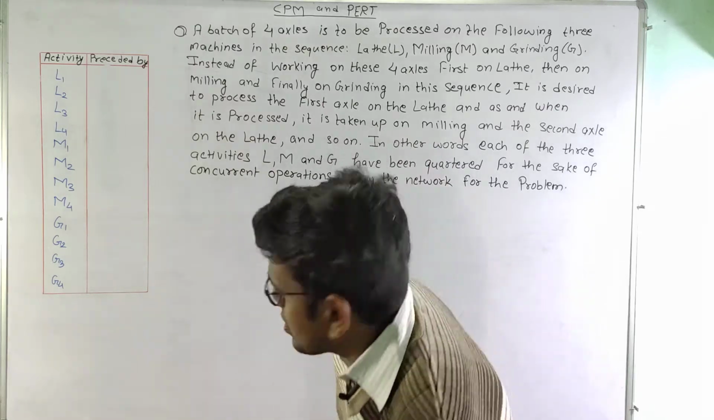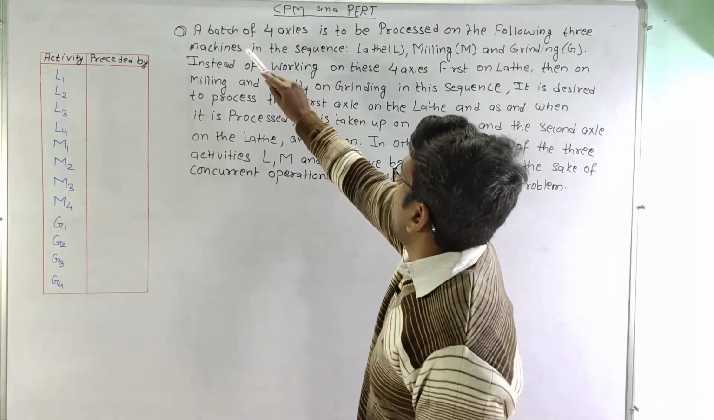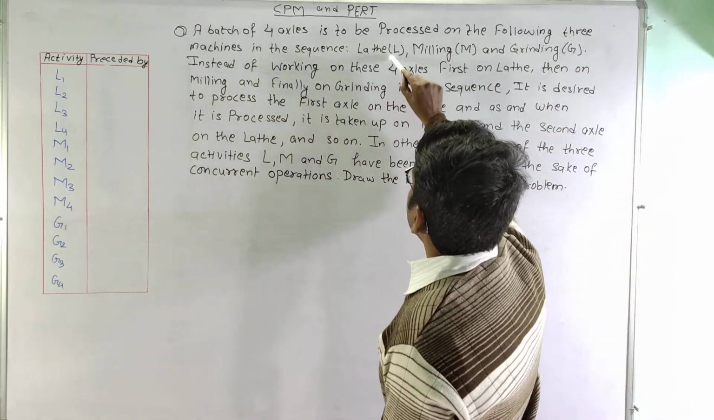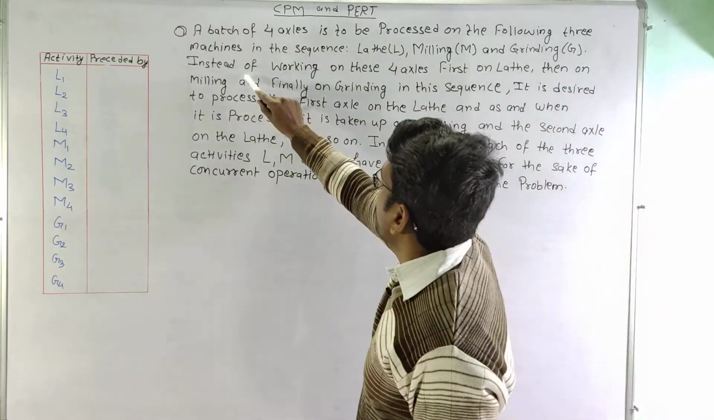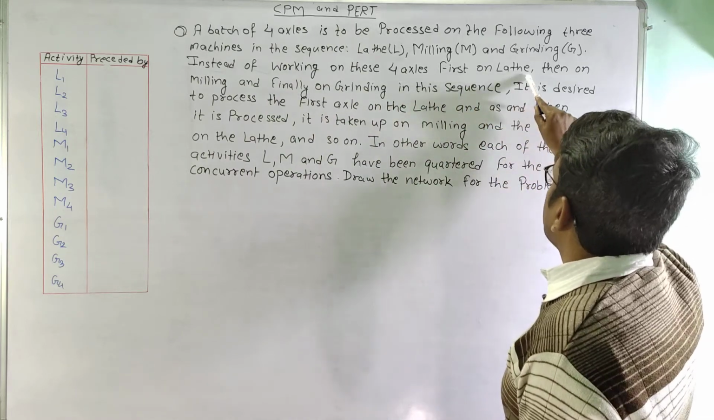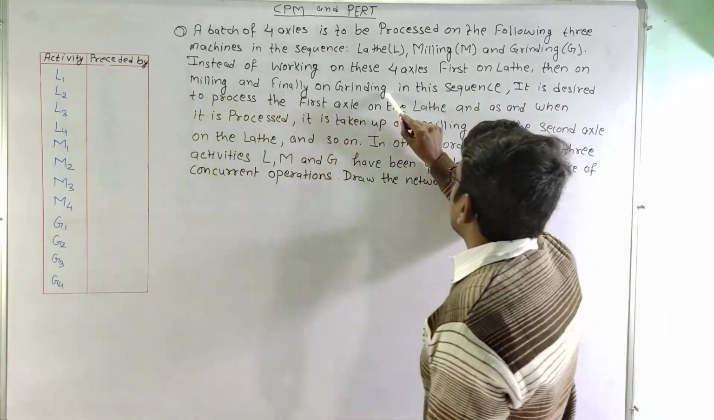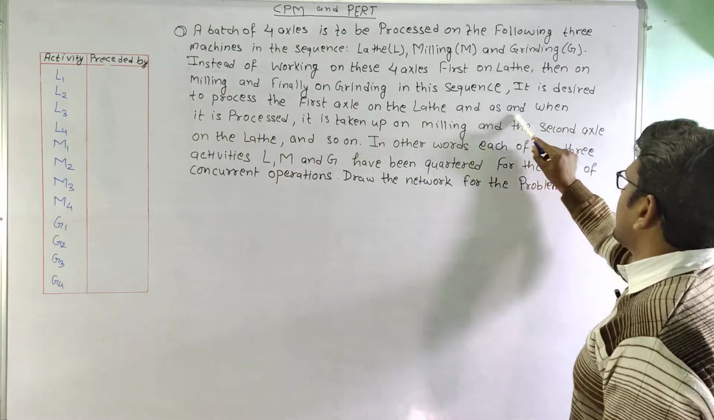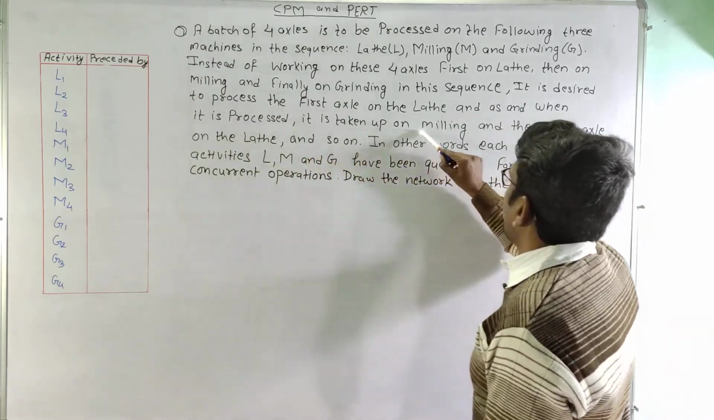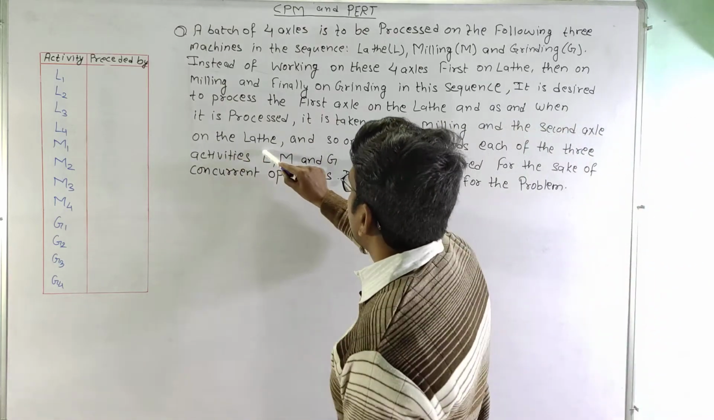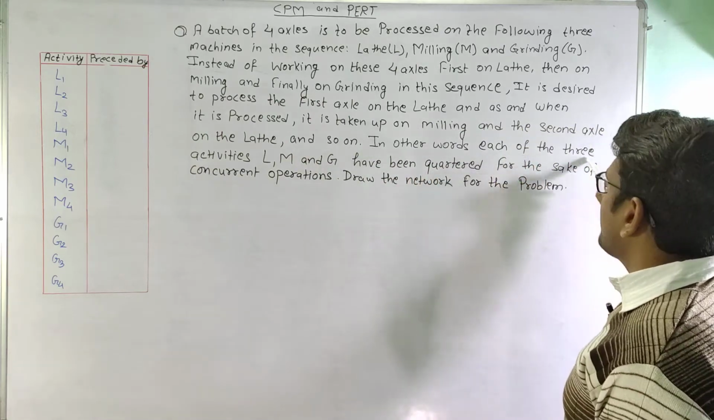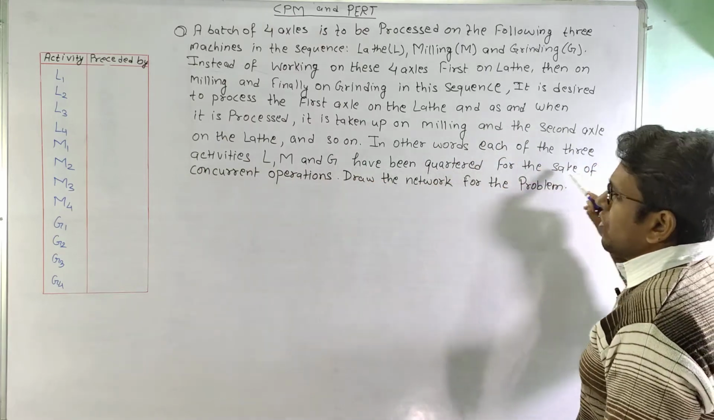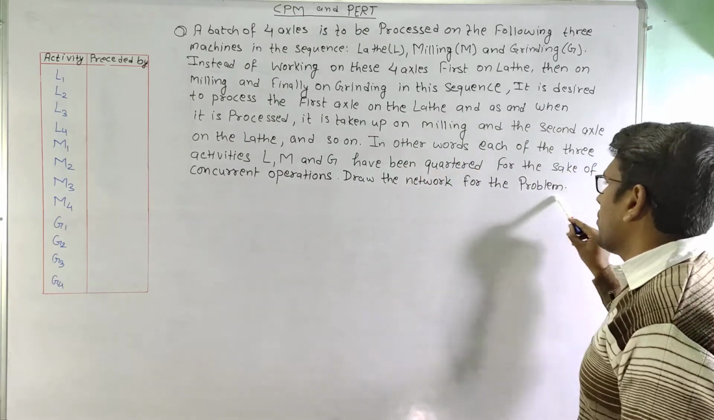So let us see what the question is. The question says that a batch of 4 axles is to be processed on the following 3 machines in the sequence lathe, milling and grinding. Instead of working on these 4 axles first on lathe, then on milling and finally on grinding, it is desired to process the first axle on the lathe, and as and when it is processed, it is taken up on milling and the second axle on the lathe, and so on. In other words, each of the 3 activities, lathe, milling and grinding, have been quartered for the sake of concurrent operations. Draw the network for the problem.